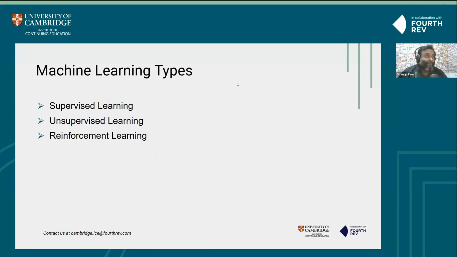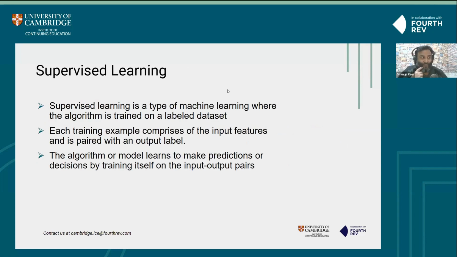There are three machine learning paradigms. Supervised learning, unsupervised learning, and reinforcement learning. Today, we will especially focus on supervised learning. What is supervised learning? It is a type of machine learning where the algorithm is trained on a labeled data set. What is a labeled data set? A labeled data set comprises of training examples. It could be hundreds of examples, thousands. Today, it's even millions of examples. And each example will comprise of certain input features and a corresponding output value.